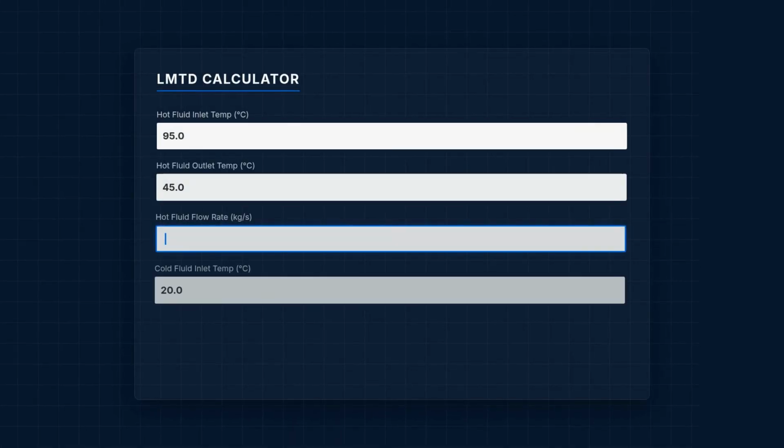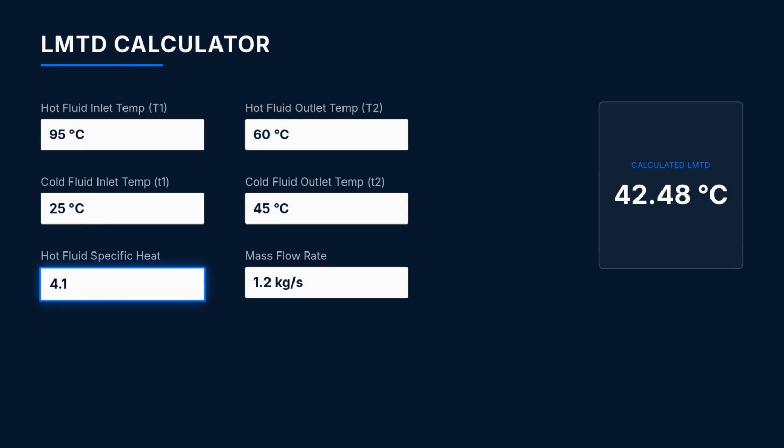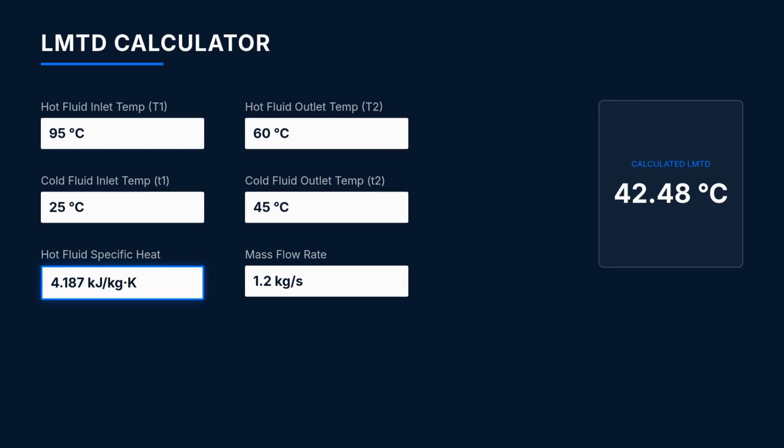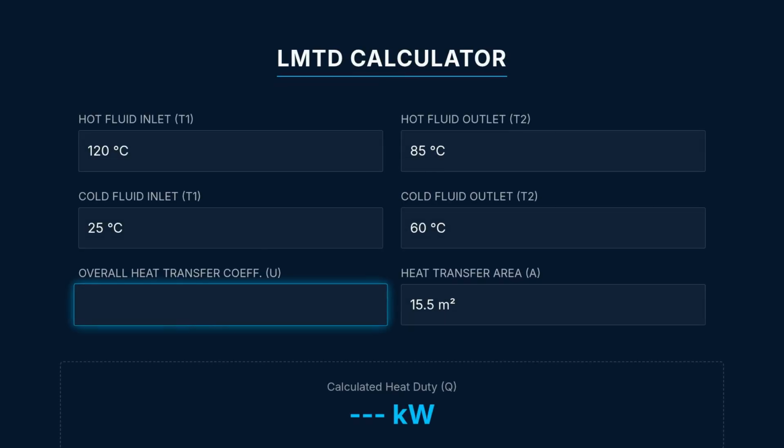You'll also need the hot fluid flow rate in kilograms per second. Input the hot fluid specific heat in kilojoules per kilogram Kelvin. For water, this is typically 4.18. Finally, enter the overall heat transfer coefficient U in watts per square meter Kelvin.